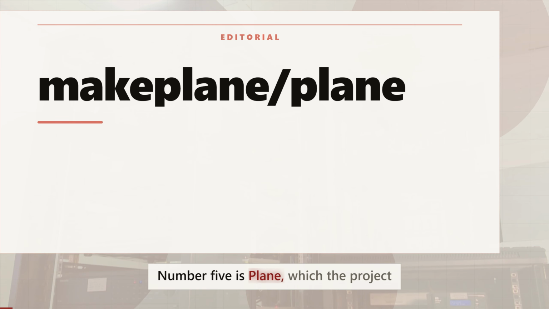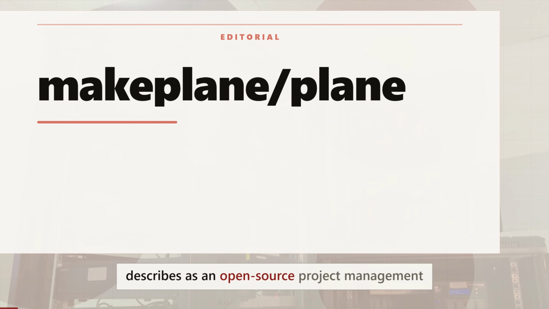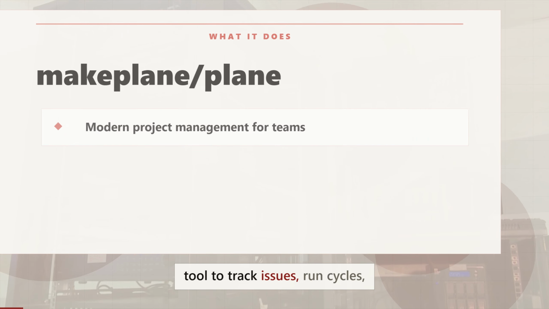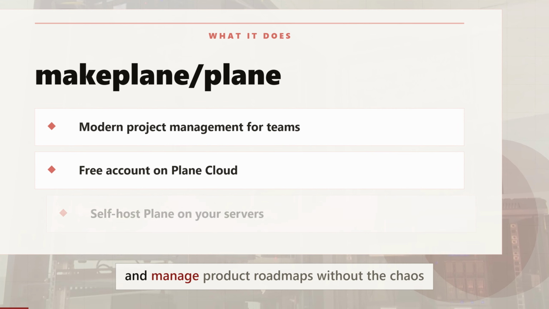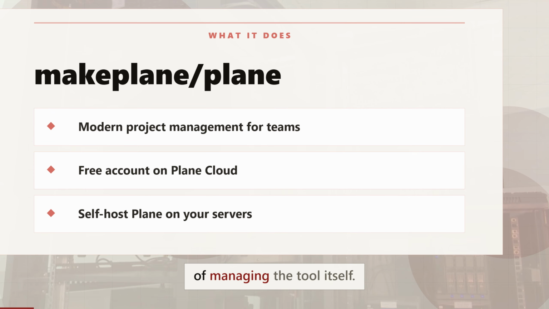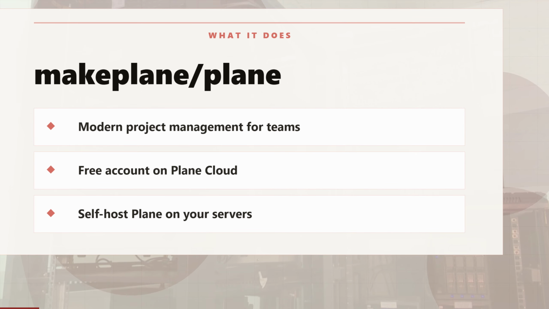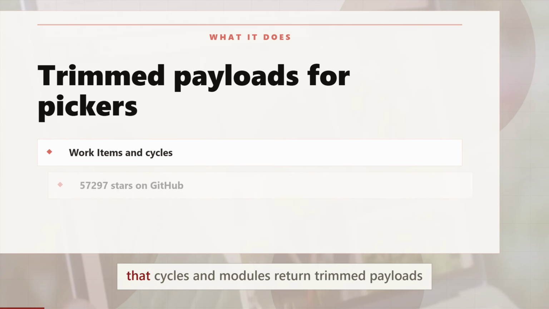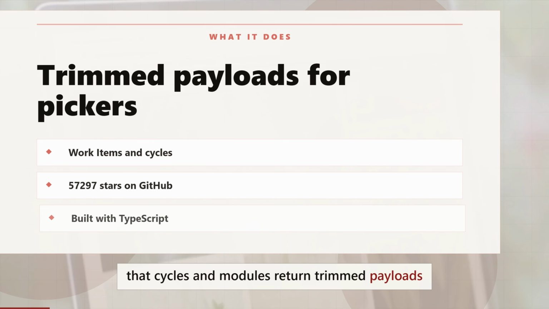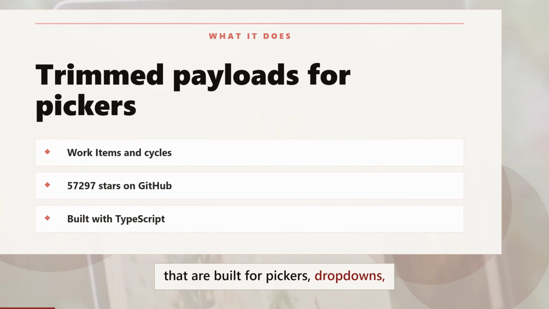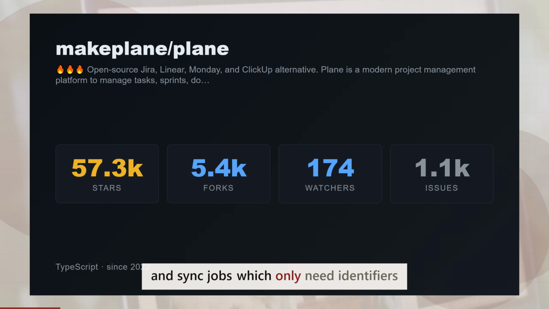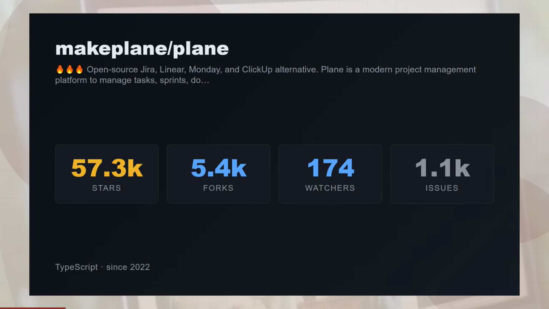Number 5 is Plane, which the project describes as an open-source project management tool to track issues, run cycles, and manage product roadmaps without the chaos of managing the tool itself. The project's own release notes say that cycles and modules return trimmed payloads that are built for pickers, drop-downs, and sync jobs which only need identifiers and display fields.